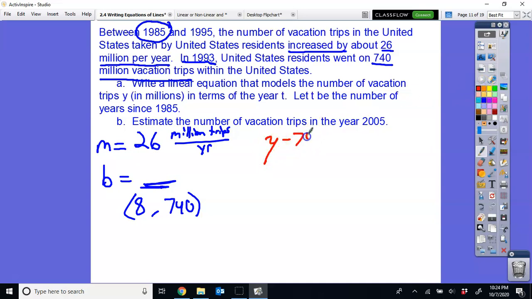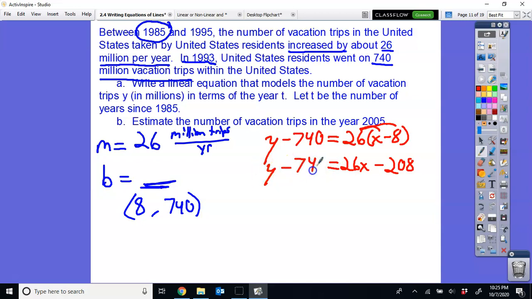Y minus 740 equals 26 times x minus 8. 26 times x is 26x. 26 times negative 8 is negative 208. Then you have minus 740. So you add 740 to this side, add 740 to this side, and you get y equals 26x plus 532.